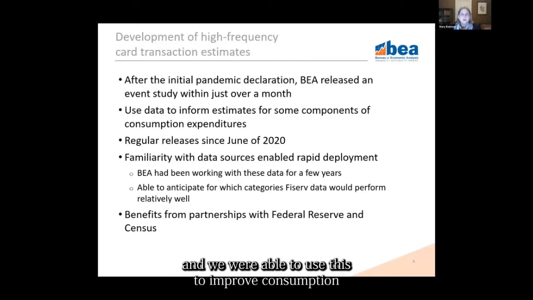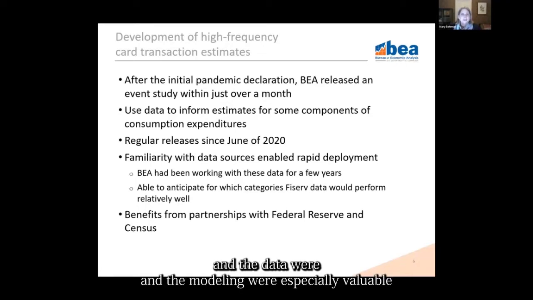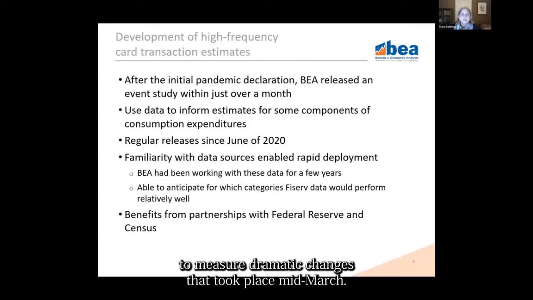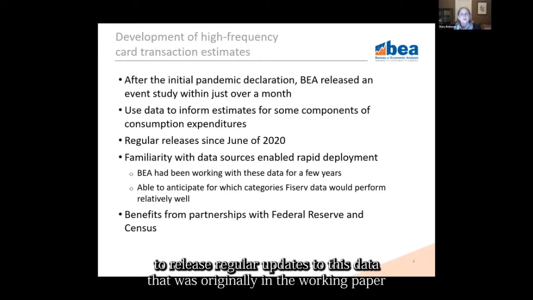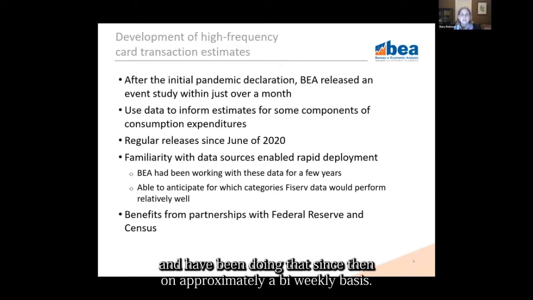And we were able to use this to improve consumption measures in GDP and personal income statistics in time for the end of April advance estimates for the first quarter of 2020. And the data and the modeling were especially valuable to measure dramatic changes that took place in mid-March. And then in June, we developed the process to be able to release regular updates to this data that was originally in the working paper, and have been doing that since then on approximately a bi-weekly basis.